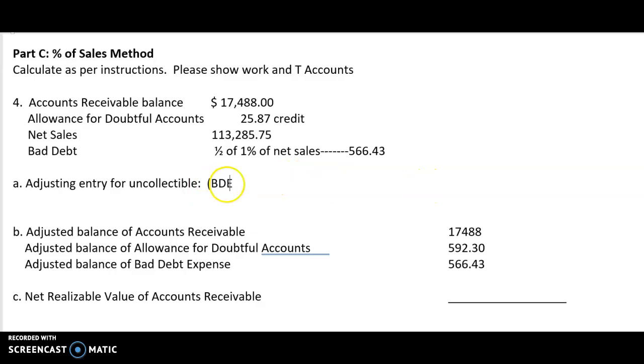How do I find my adjusting entry? It is going to be the bad debt expense value. We would have bad debt expense of 566.43, and then we would have allowance for doubtful accounts, 566.43.